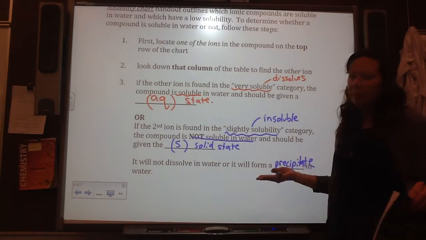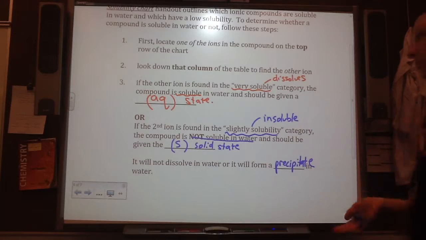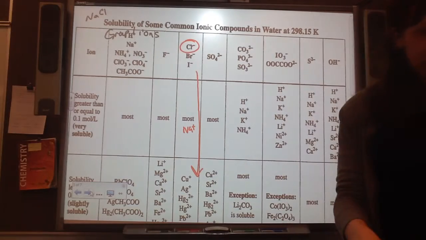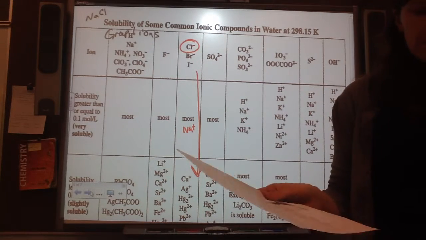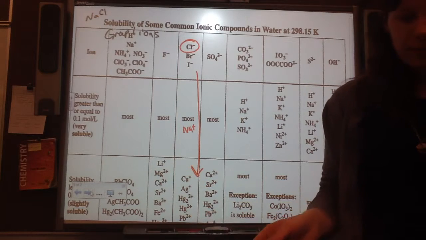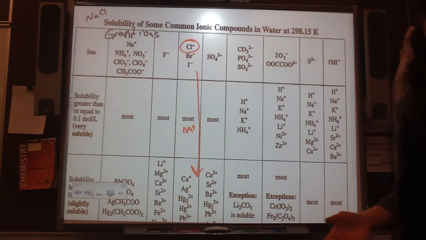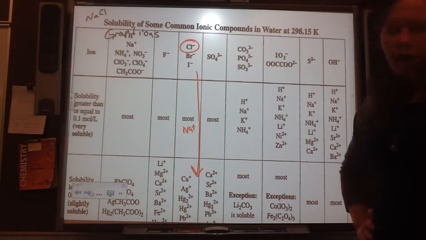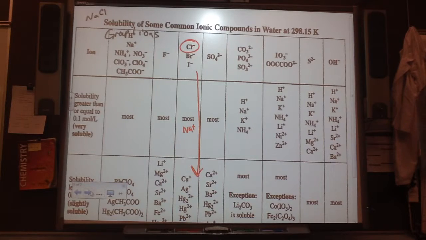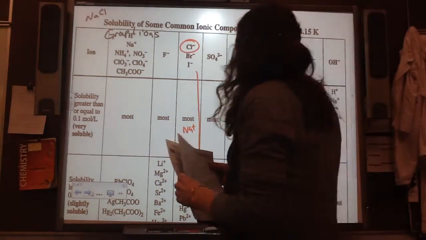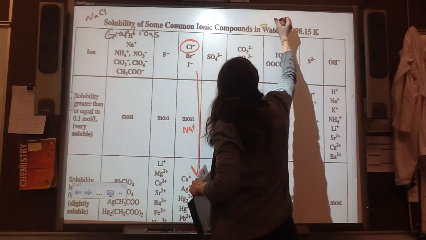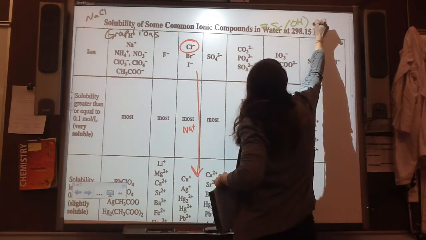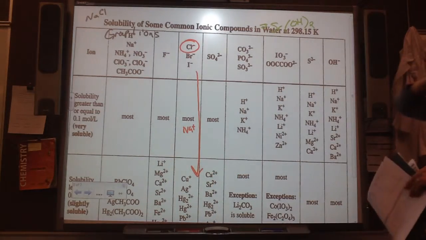If it's like a new compound. But again, I will give you lots of examples of that later. So here is that chart. Now, let's do a couple examples to get you kind of rolling. So let's say I have strontium hydroxide. So what if I had strontium hydroxide, Sr(OH)2, okay?